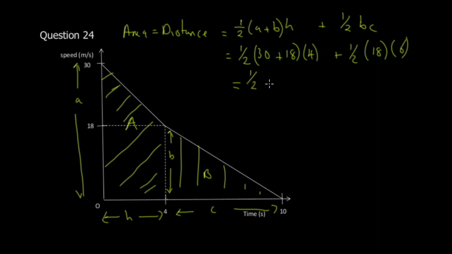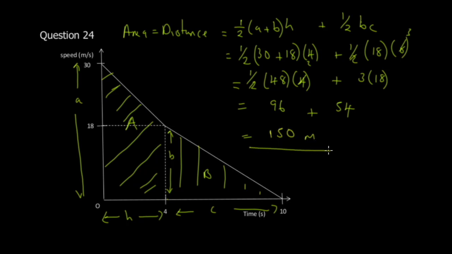Then what you get is half, and you get, I think, 48 here, 48 by 4. Then you get plus, you can even say 3 by 18. Why am I saying 3? Just because you can get 3 quickly here. Then here you can also just get 2 quickly. So you'd actually get 96 here, plus this one will be 54. And then when you add the two, 96 plus 54, what do you get? You get 150. 150 meters. Okay, don't forget your units. Okay, that's it for this question.